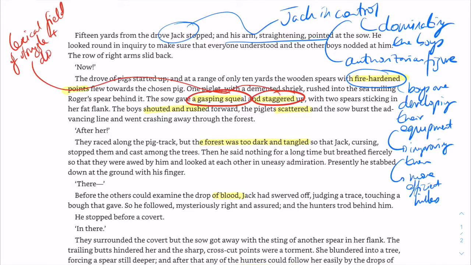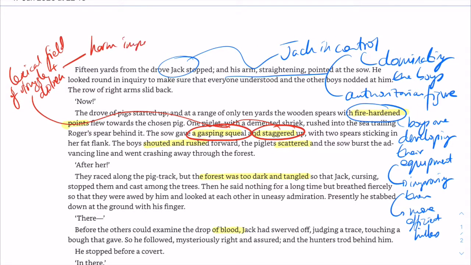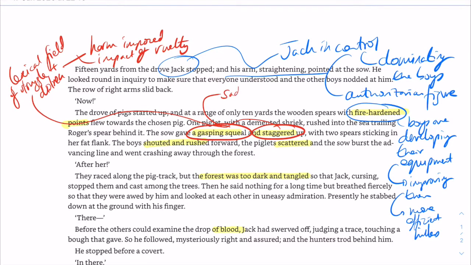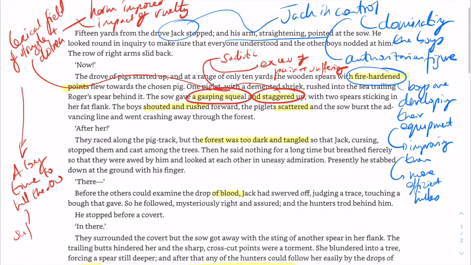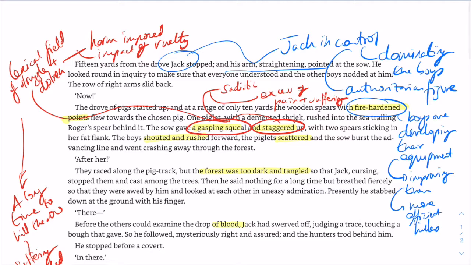We have a lexical field of struggle and distress being very strongly articulated at this point. That verb staggered and the gasping squeal. So the boys are imposing harm on the sow. We have got the impact of cruelty being portrayed in these sadistic and excessively violent terms, and there is an excess of pain and suffering here being illustrated to us. So the boys, these British boys who should be demonstrating the best of Britain, are quite willing and quite prepared to inflict pain and suffering on this sow. Perhaps this is a symbolic or an allegorical reference to the way in which the British Empire imposed pain and suffering on native populations as well.